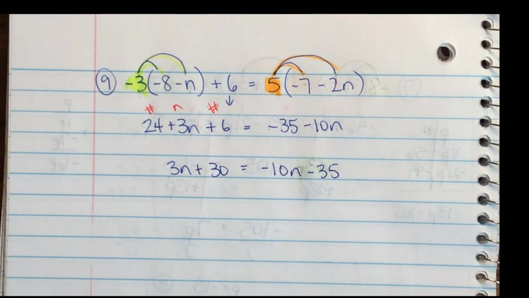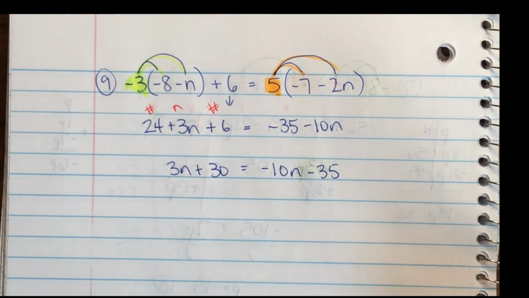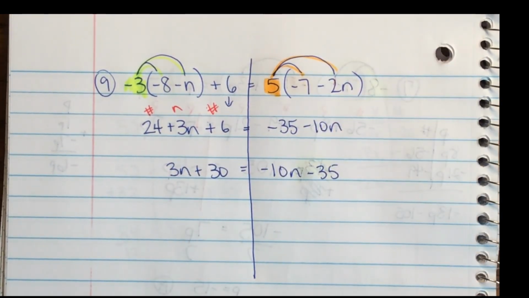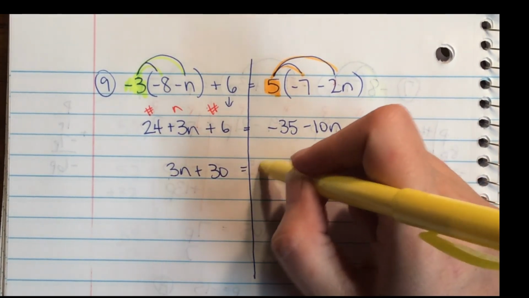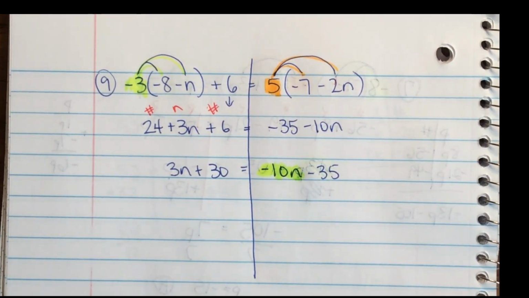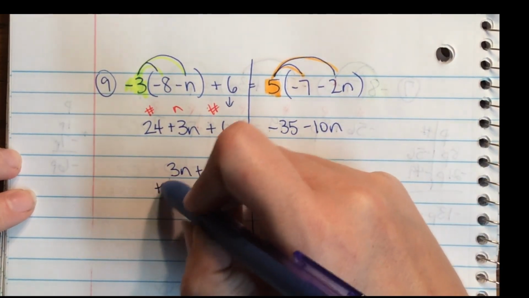Not that it matters, but now we're at the point where we have an equation with variables on both sides. So we're always looking for the smaller variable. So which one's smaller, 3n or negative 10n? Well, any negative number is smaller than any positive number. So negative 10 is smaller. So we're going to add 10n to both sides.